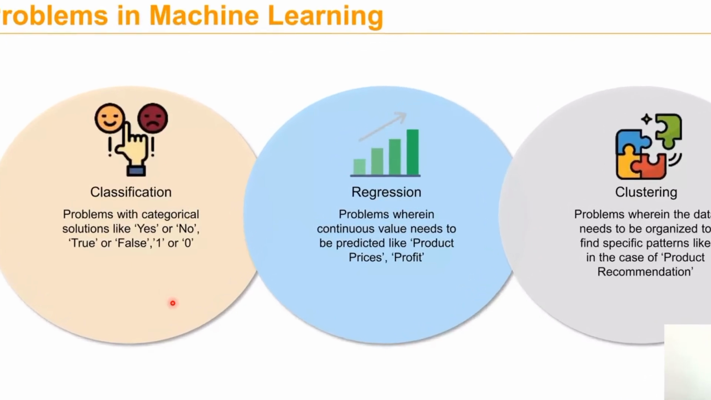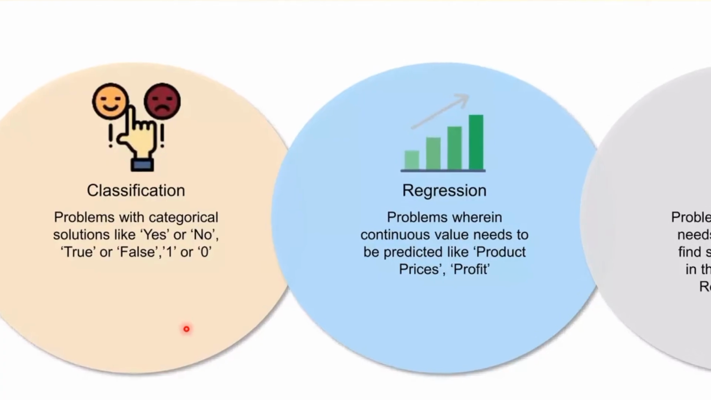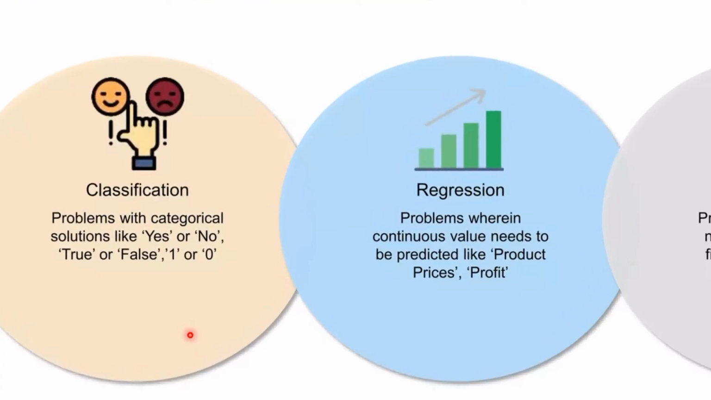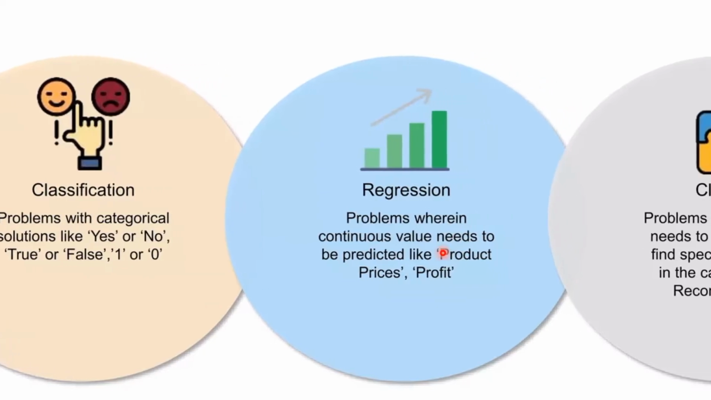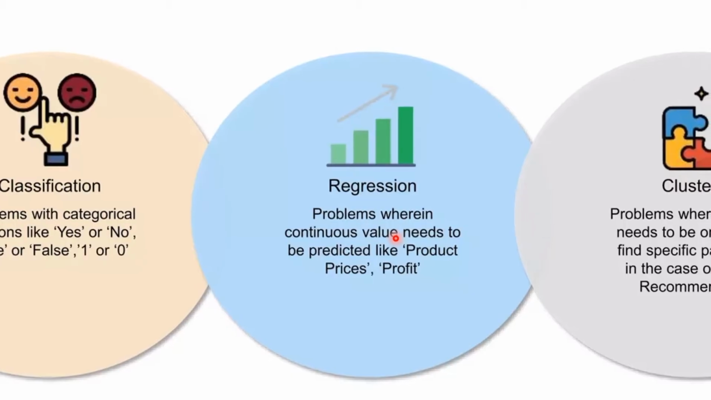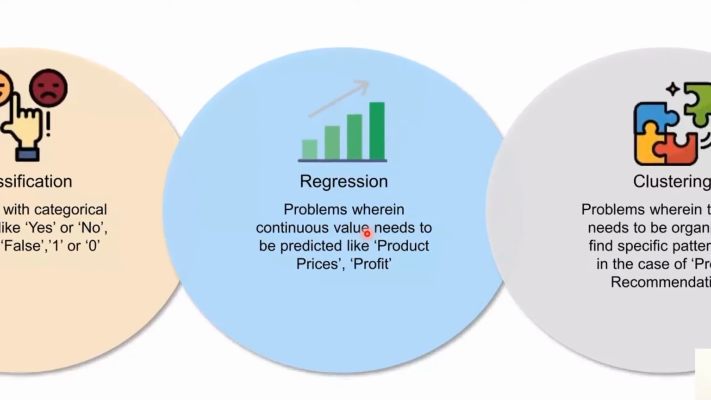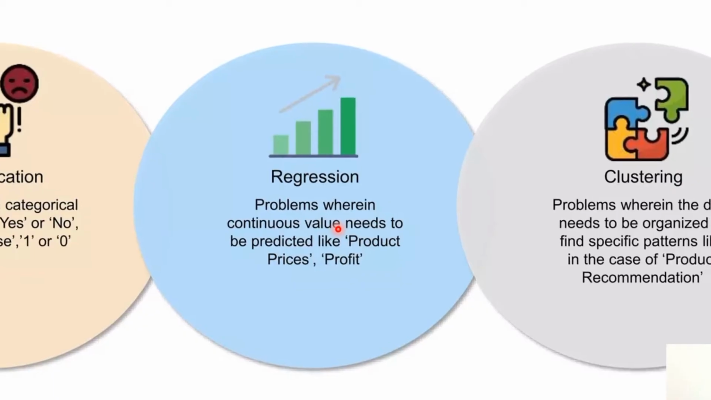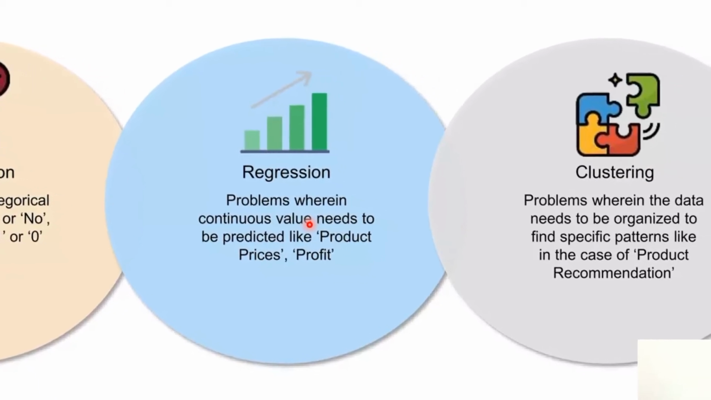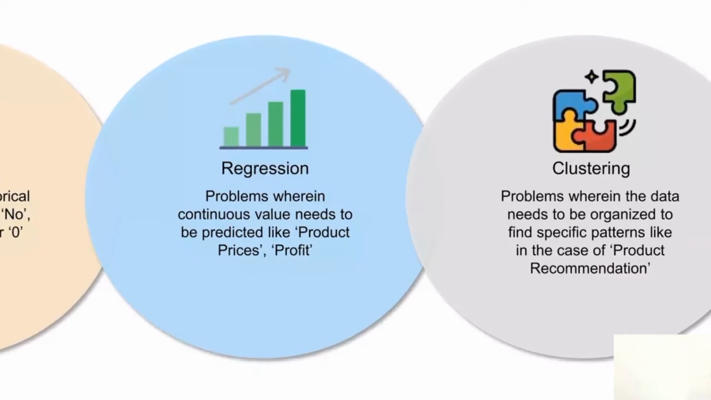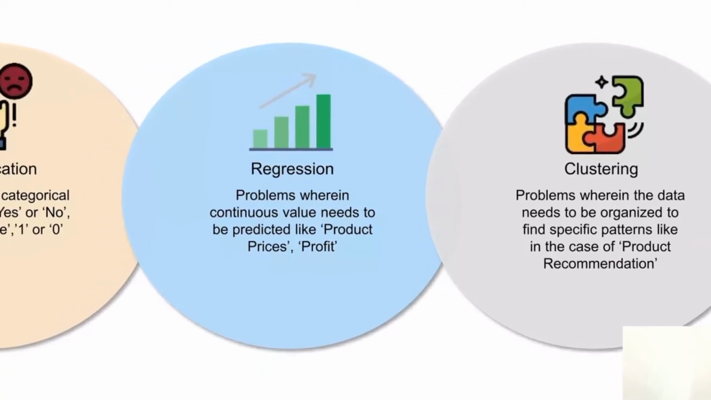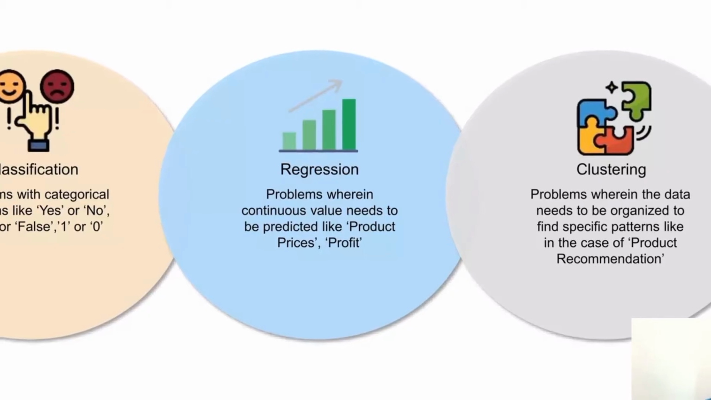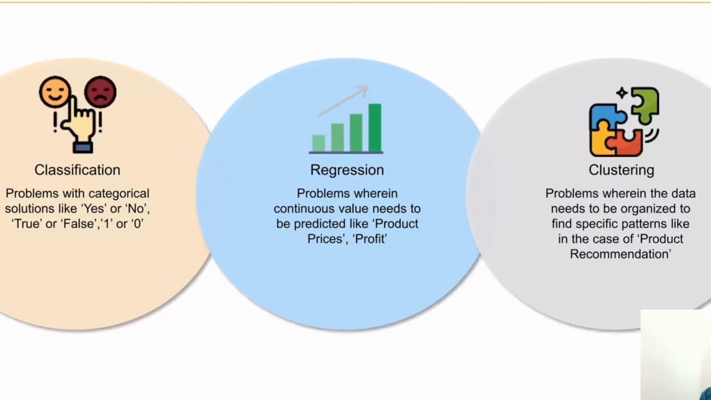Problems in machine learning: number one is classification. When we have problems that involve a categorized solution, like yes or no, true or false, or either this or that, which means a discrete type of categorization. Regression means a continuous variable. The problems that involve continuous variables, such as the stock market or the price value of a product, come under regression. Then the third one is clustering. It is used for recommending products by identifying hidden patterns inside the data.